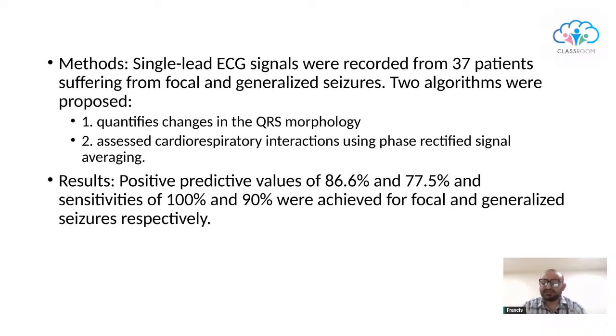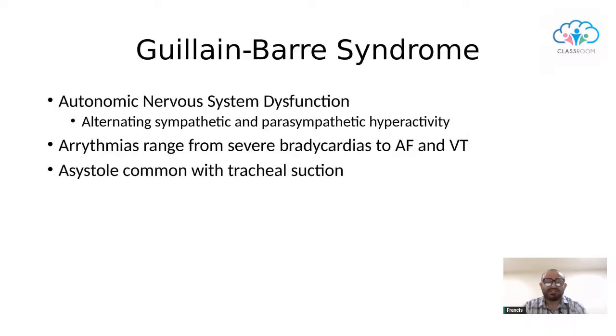But subsequent trials have also used biomedical signals for monitoring epileptic patients, using machine learning models analyzing various other aspects like heart rate variability, EEG, and photoplethysmography, and this is still an area of ongoing research. In GBS, you will see autonomic nervous system dysfunction where there is alternating sympathetic and parasympathetic hyperactivity. And you'll see a broad range of arrhythmias. No pathognomonic arrhythmia here. You will see everything from severe bradycardias to AF and VT.